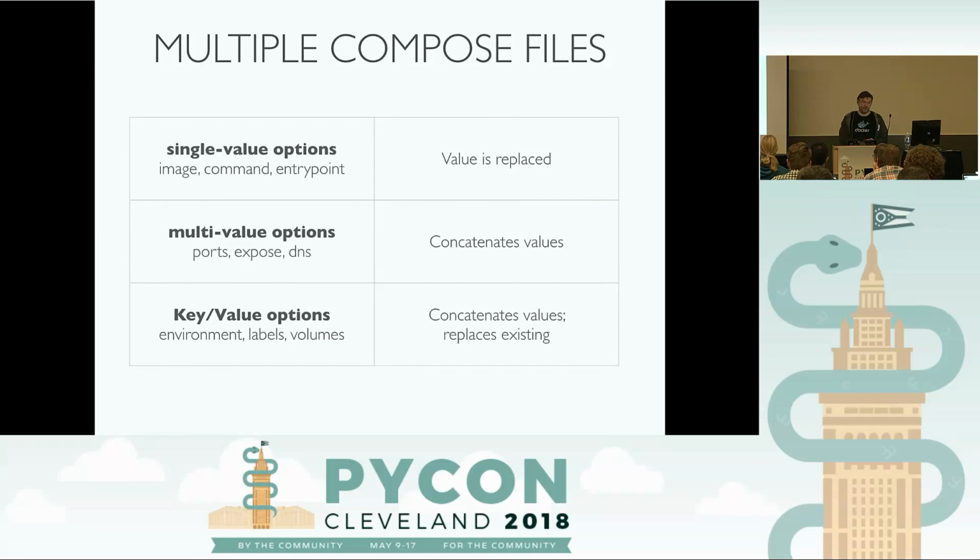There are a few different rules that take effect when you're merging together Docker Compose files. For example, for single value items like image and command and entry point, the override file will completely replace the corresponding value in the Docker Compose file. For multi-value options like ports and expose and DNS, the override file will concatenate the values together from both files. And for key value options like environment or labels or volumes, the override file will concatenate with the base file, but also replace any existing keys.